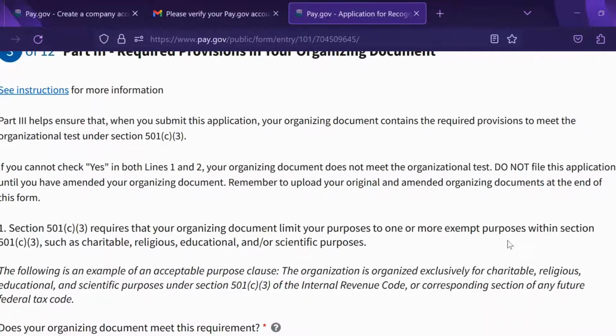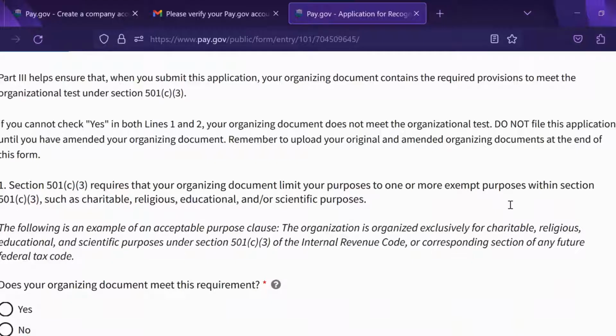Question 1. Section 501(c)(3) requires that your organizing document limit your purpose to one or more exempt purposes within Section 501(c)(3), such as charitable, religious, educational, and/or scientific purposes. The following is an example of an acceptable clause: The organization is organized exclusively for charitable, religious, educational, and scientific purposes under Section 501(c)(3) of the Internal Revenue Code or corresponding sections of any future federal tax code.